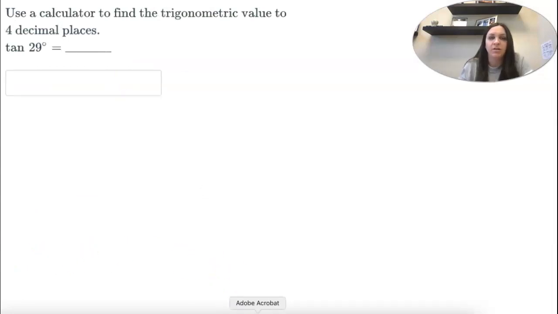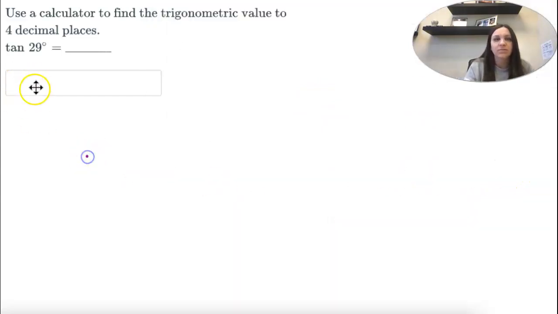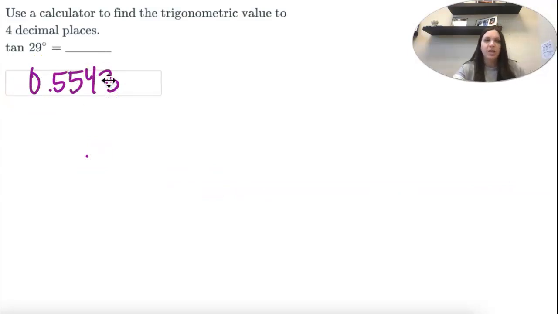Use your calculator to calculate tangent of 29. So tangent of 29, 0.5543. Okay, so those are easy. You just put them in the calculator.